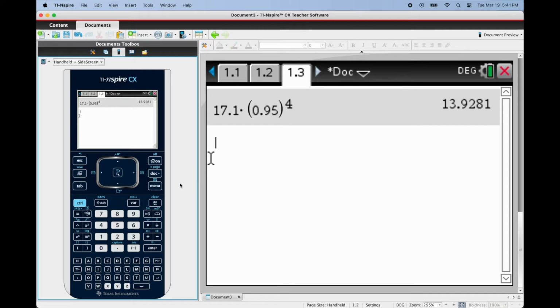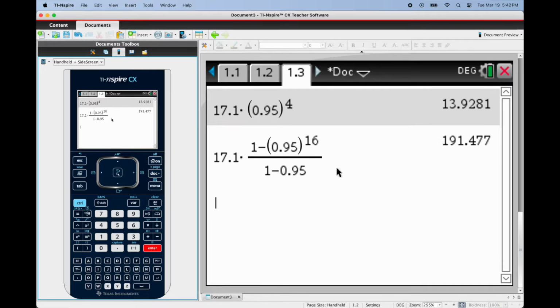Kind of an intimidating looking formula in some ways, but let's go ahead and type that into the calculator. So 17.1, let's open up some brackets and get a fraction. We have 1 minus 0.95. We want to raise this to the power of 16, and we want to divide this by 1 minus 0.95. Okay, 191.477. So let's go back to the document.